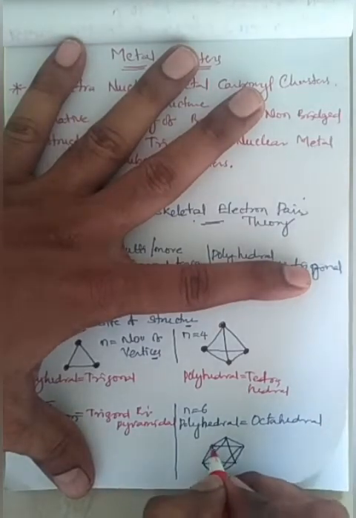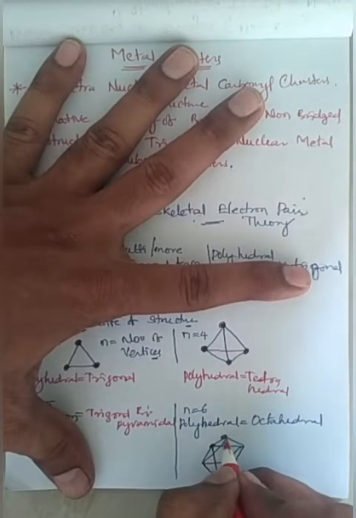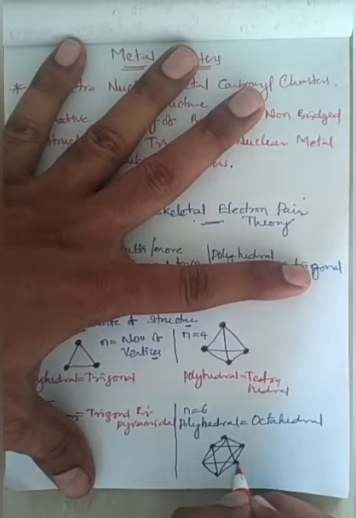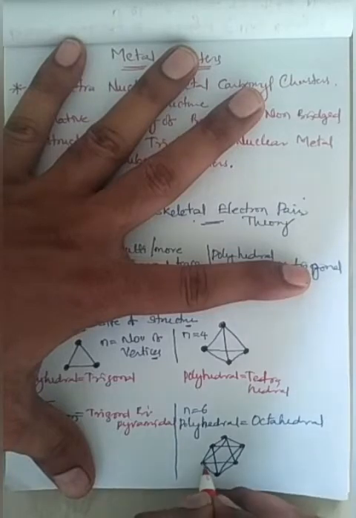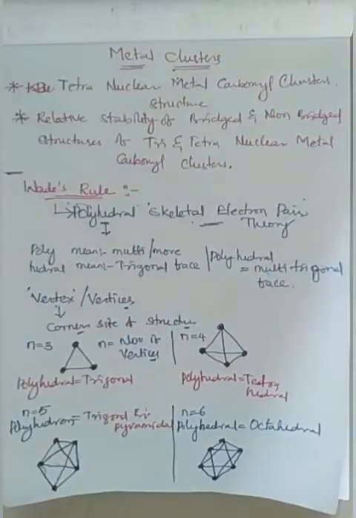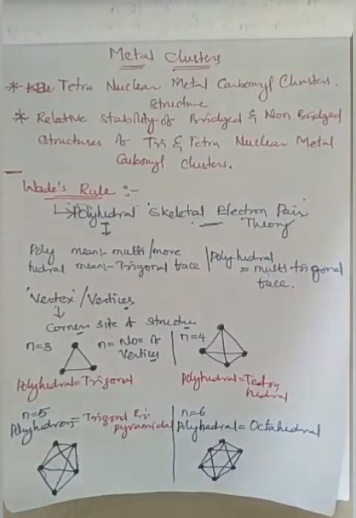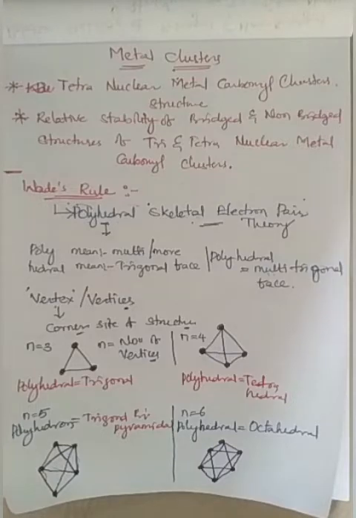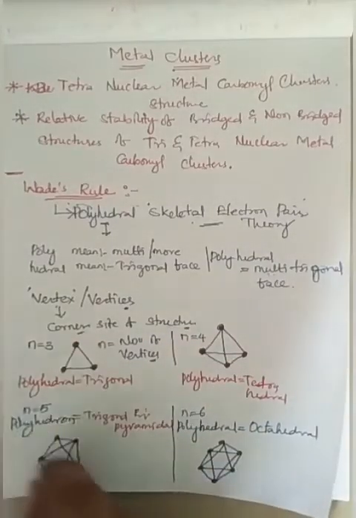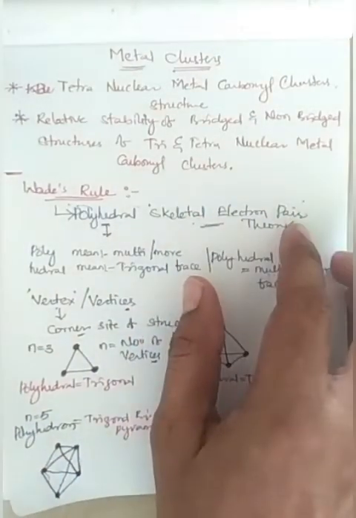Like that, there are 6 vertices there, right? So like that, there are multiple polyhedral structures we will see, right? Those polyhedral structures will be seen in high nuclear metal carbonyl clusters, right? These structures will be defined by skeletal electrons, right?